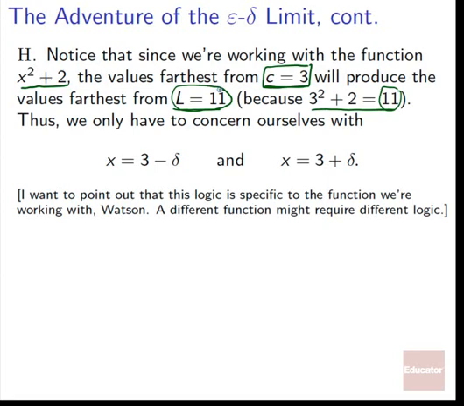And we know that delta has to be less than or equal to 0.1 because of our earlier restriction on it. So we know we can't get too far. So the most extreme values for our x will wind up being using the whole of delta. That is, we only have to concern ourselves with x equals 3 minus delta and x equals 3 plus delta. Now, I want to point out before we continue, this logic is specific to the function we're working with, Watson. It's specific to working with x squared plus 2, the fact that as we get farther and farther away horizontally, we will get farther and farther away vertically as well.